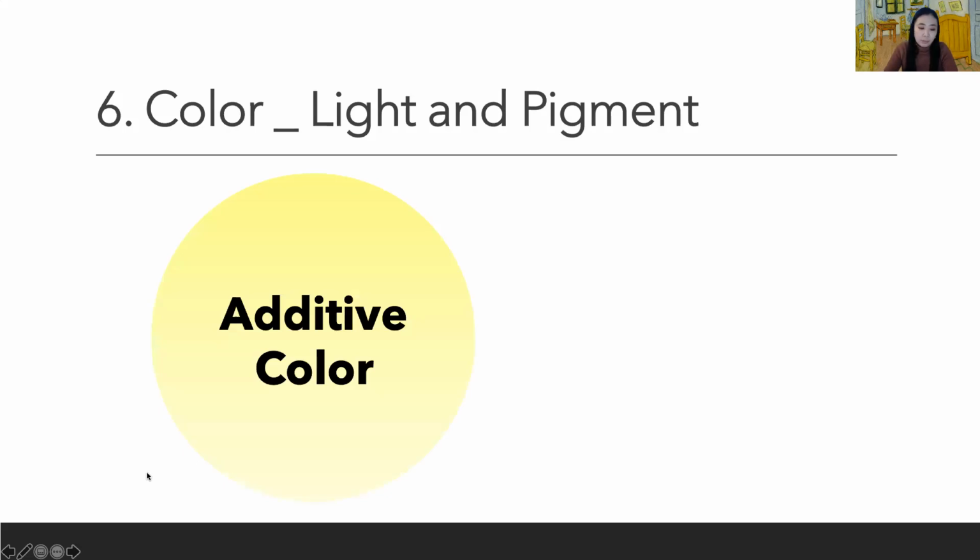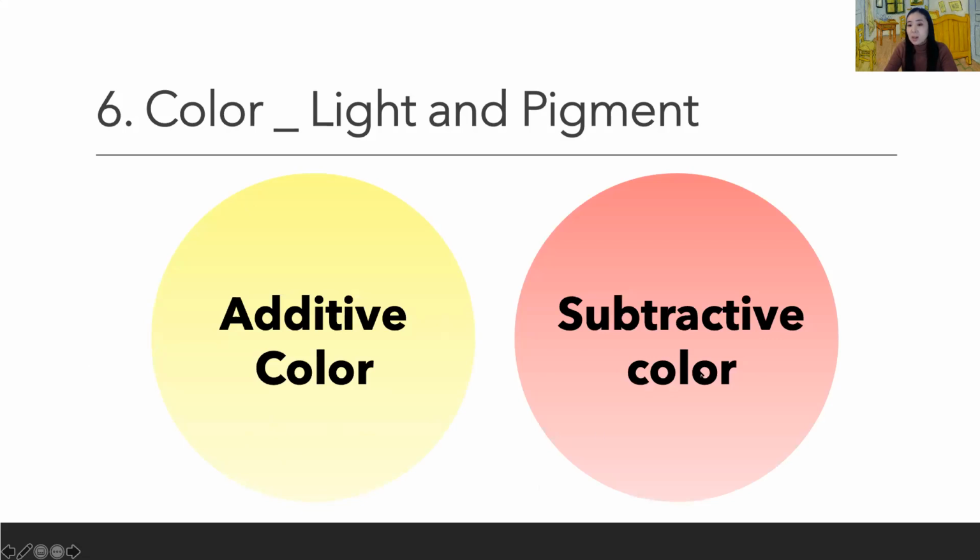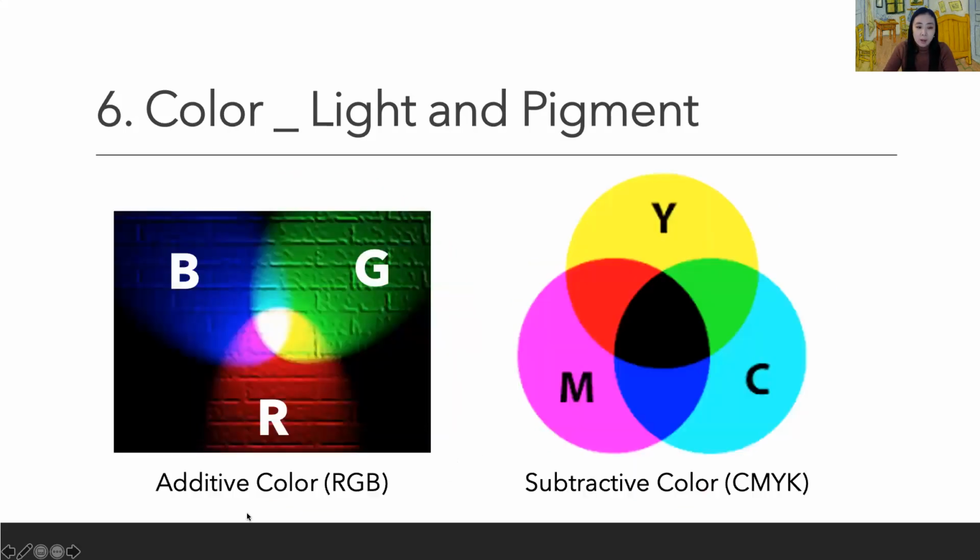There are two ways to see colors: by light and by pigment. One is additive color, and the other is subtractive color. Let's see what these are. The left one is additive color, and it is called RGB color. R means red, G means green, and B is blue.